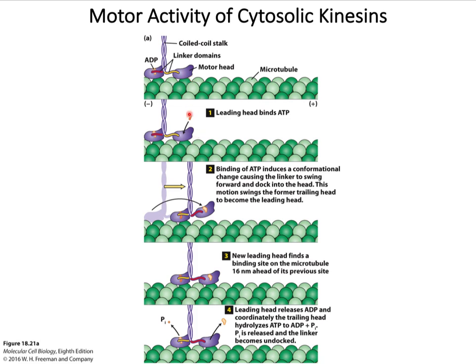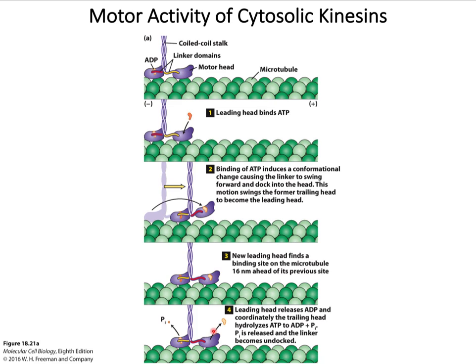In step 1, what is happening? You get a binding of ATP by this subunit, and this causes it to loosen its interaction with the side of the microtubule. In step 2, the head that was lagging behind swings forward, and it is now the leading head. It is now in the front. It stepped forward. In step 3, the leading head binds to the microtubule.